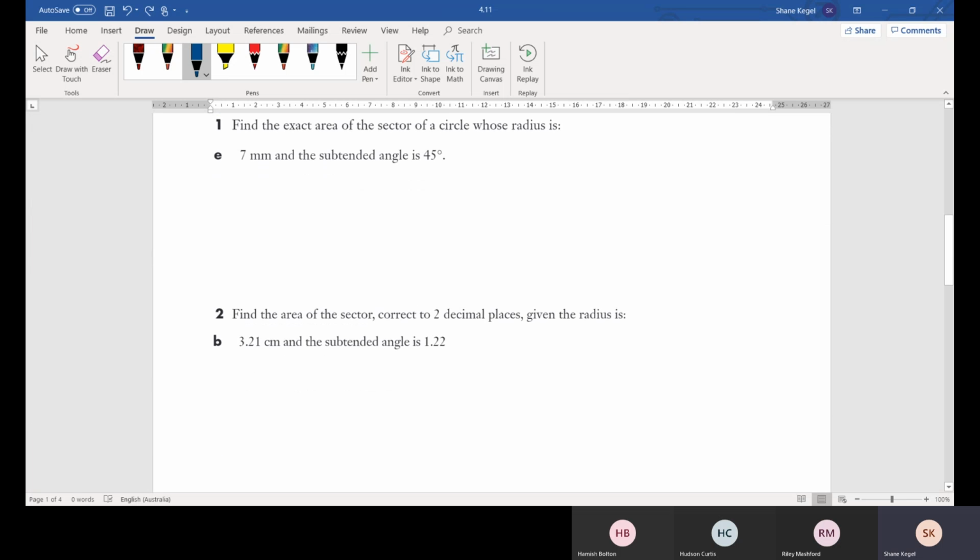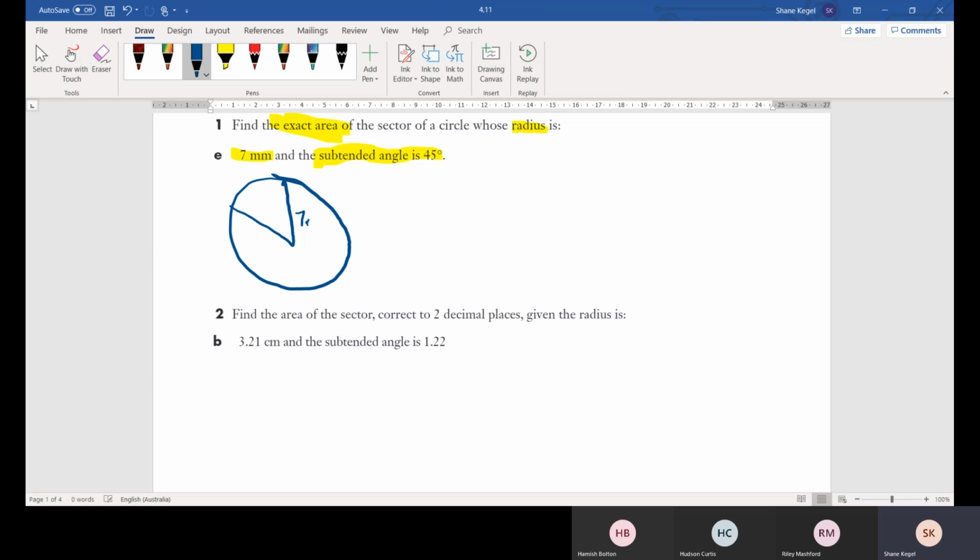So a couple of more simple questions. Here we're asked to find the exact area. So that tells us that we need to find it in regards to radians or pi radians. So we're not going to solve to get a decimal. We're going to leave it in pi radian form. And we're given a radius of 7 millimeters and this subtended angle here, which is in degrees. So again, if we drew a diagram, this is what it would look like.